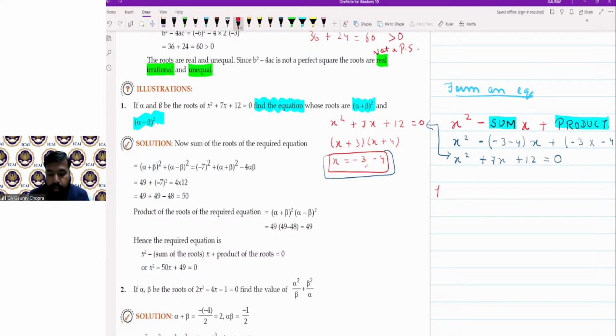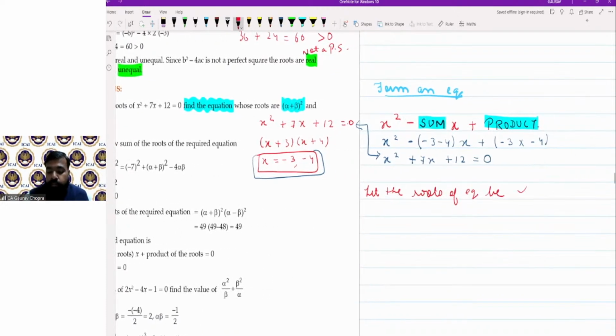we can write here, let the roots of equation be alpha and beta. So these are the two roots of equation. Now, if we have to find out the sum of roots, that is alpha plus beta, how to find the sum? It is minus b upon a. So we can write minus 7 upon 1. And what is the product?